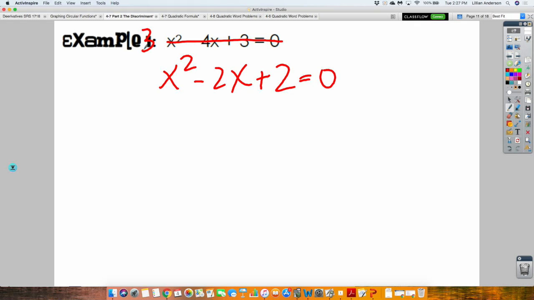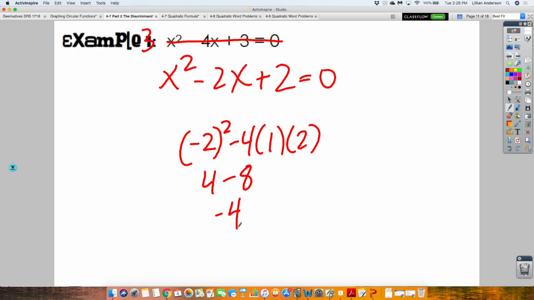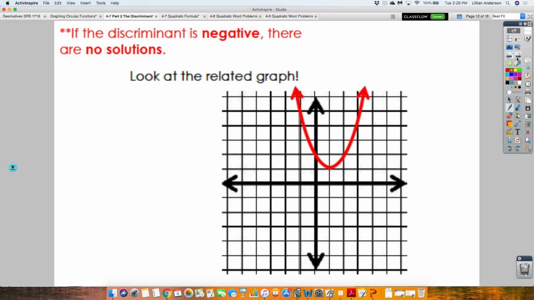You're doing this one that's on your foldable. What's the discriminant? Negative 4. Remember, that's the part that's underneath the radical. So if I wanted to do the rest of the quadratic formula, this is what I would have. Yes, I would have my i situation going on here. I would have no real solutions. That basically means your graph, your quadratic, is not even touching the x-axis. So whenever the discriminant is negative, you're going to have no real solutions. They're going to be imaginary.